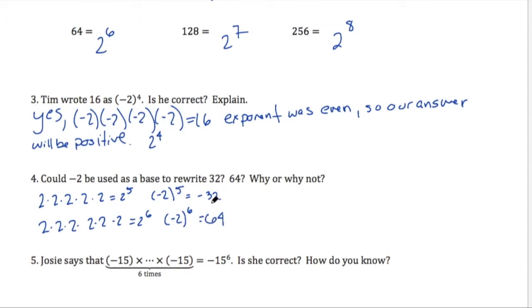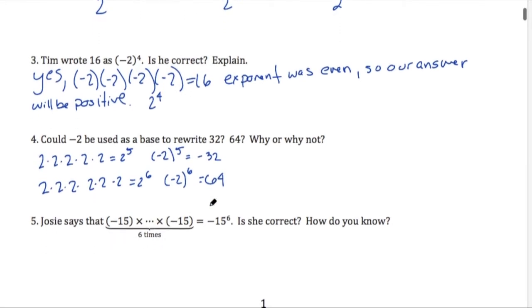Josie says that negative 15 times itself 6 times is equal to negative 15 to the 6th power. Is Josie correct? No, Josie is not correct, because negative 15 to the 6th power would really equal negative 15 times 15 times 15 times 15 times 15, and one more times 15. So 15 times itself 6 times, and then the negative tacked on. It's like the exponent is only latched on to the 15, not to the negative there.